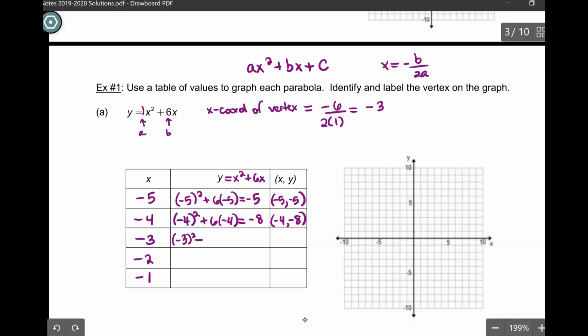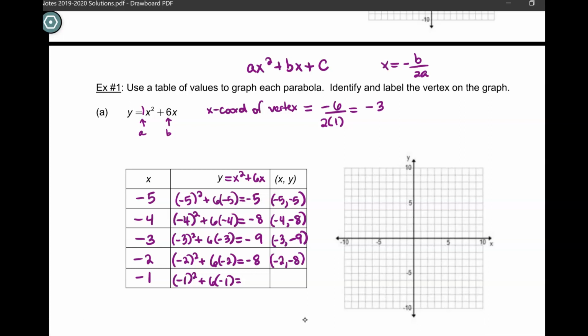Next, I have negative 3 squared plus 6 times negative 3. So negative 3 squared, that'll be a positive 9 minus 18, which is a minus 9. So that's negative 3, negative 9. Negative 2 squared plus 6 times negative 2 will give us a positive 4 minus 12, which is negative 8. So I have negative 2, negative 8. Negative 1 squared plus 6 times negative 1. So that'll be a positive 1 minus 6, which is negative 5. So I have negative 1, negative 5.